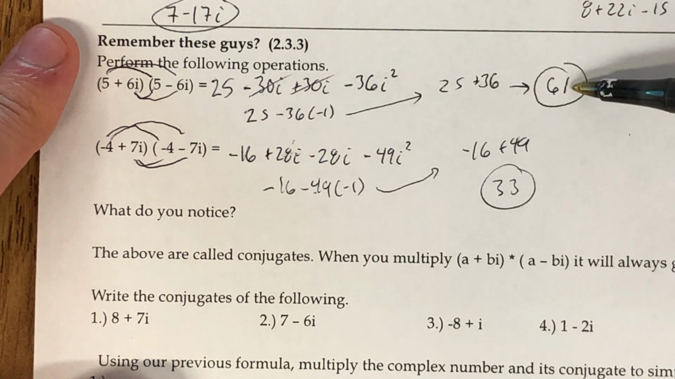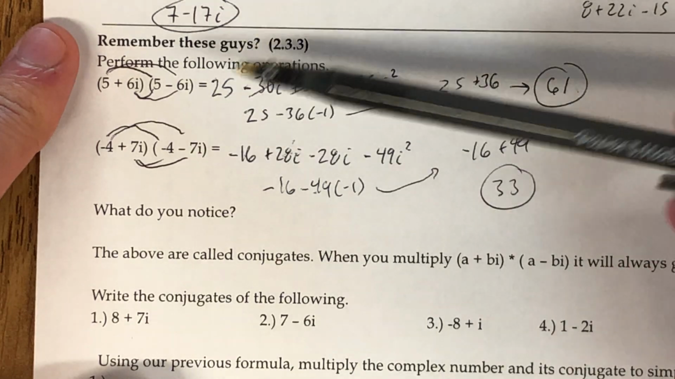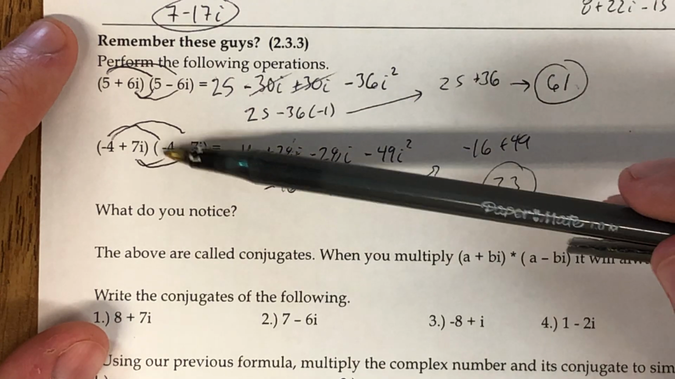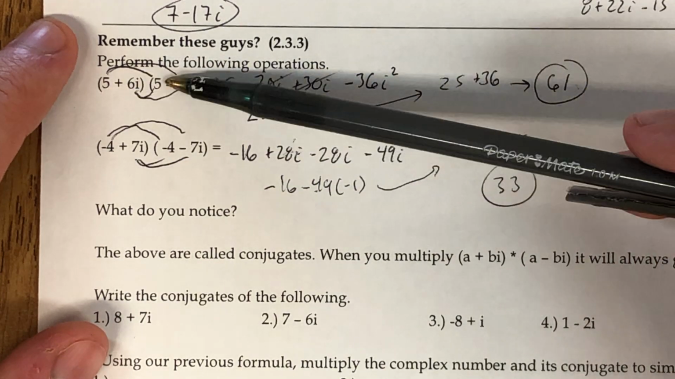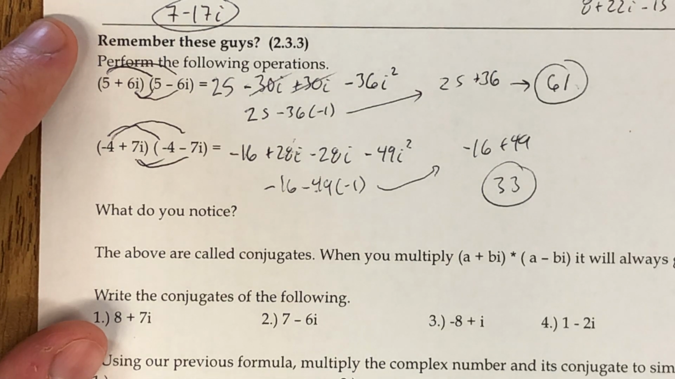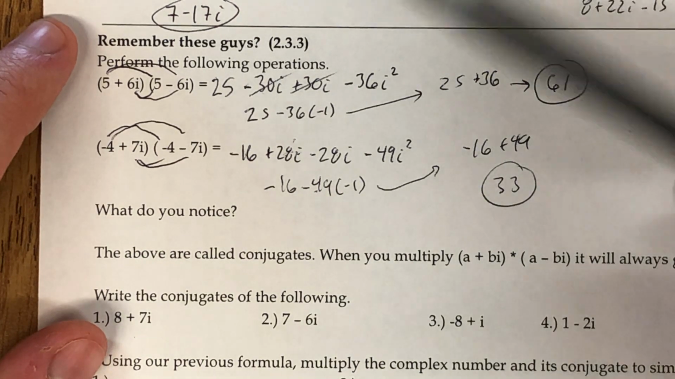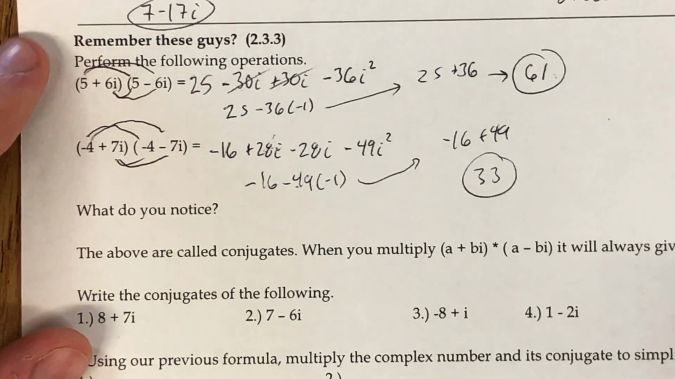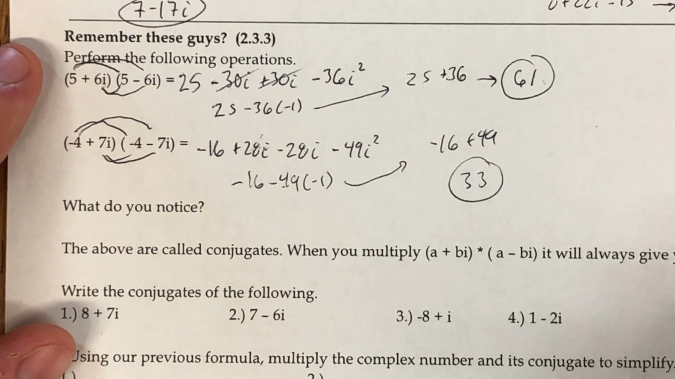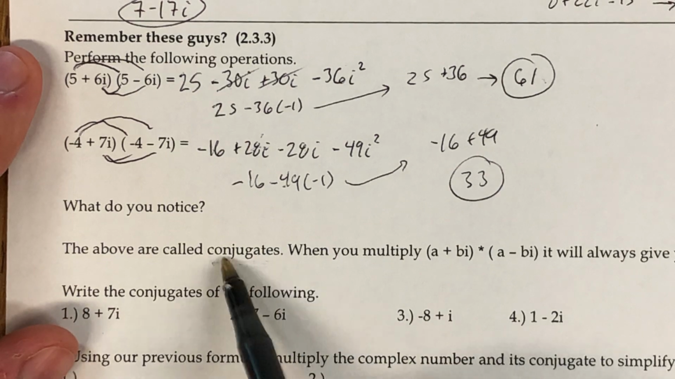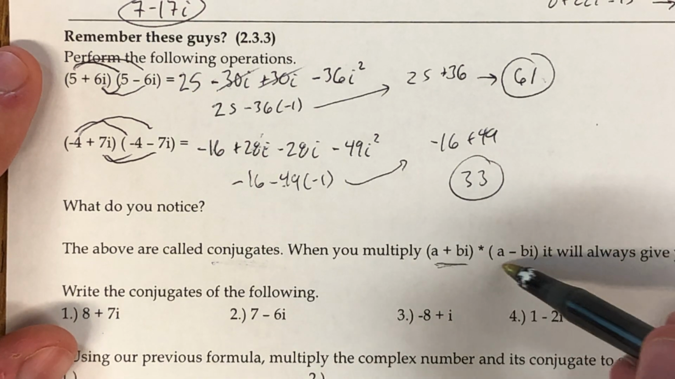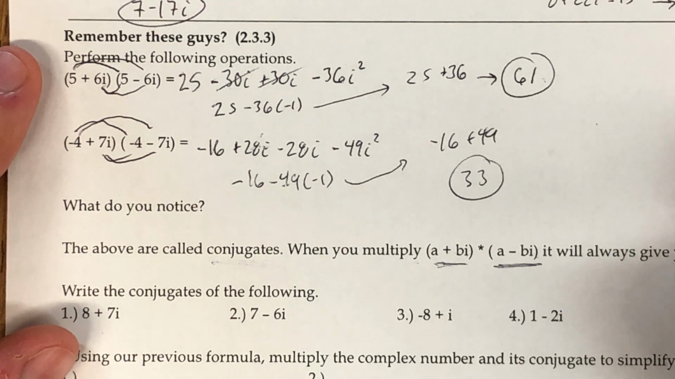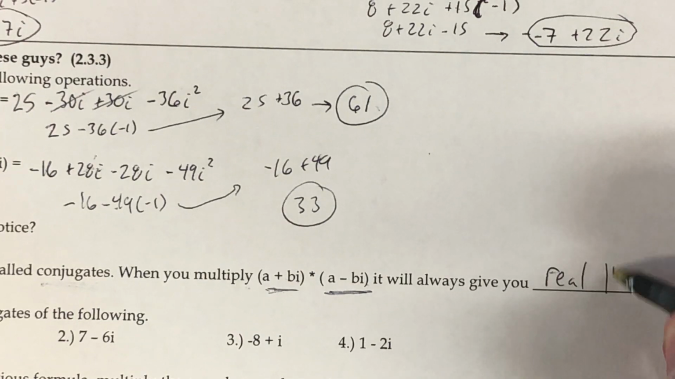So, both of our answers have no imaginary part. And let's look at both of these problems. Notice both of these problems have the same real and imaginary parts, just different signs. One positive, one negative, one positive, one negative. So what we can conclude here is that when we multiply two complex numbers but just change the sign in the middle, our imaginary parts cancel. These two complex numbers are called complex conjugates. When you multiply two complex conjugates, so same real, same imaginary, just different sign in the middle, it will always give you a real number.